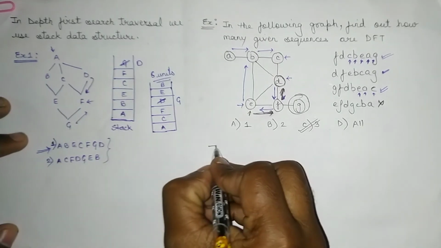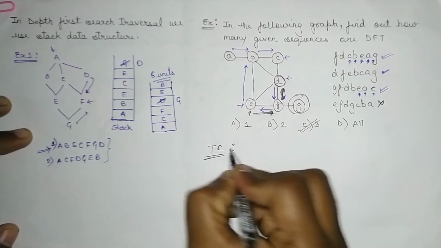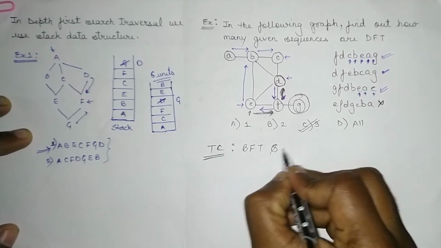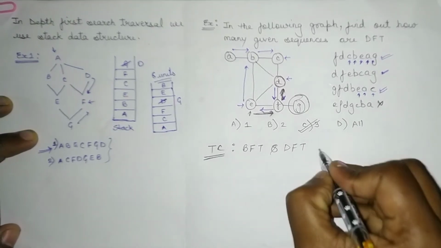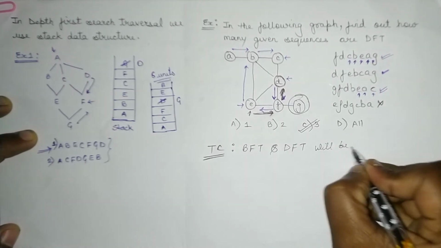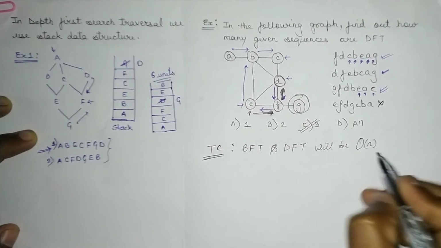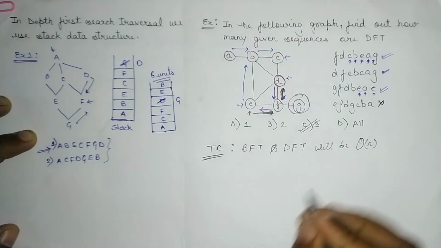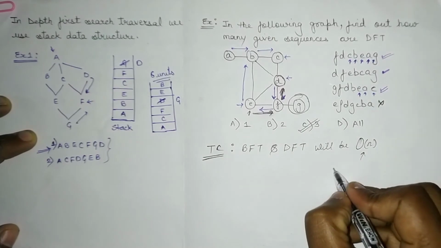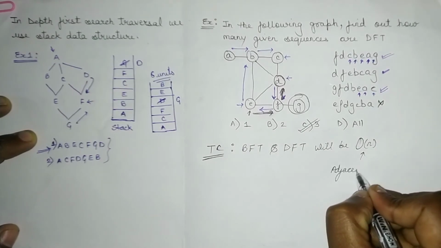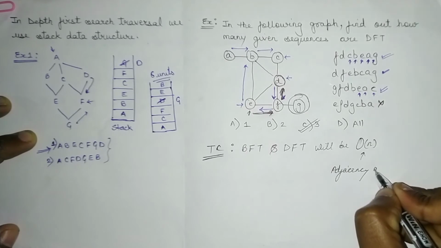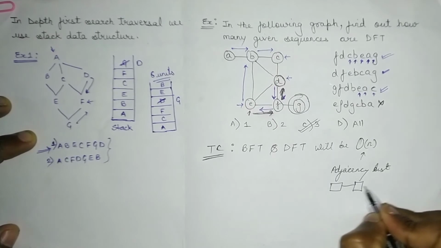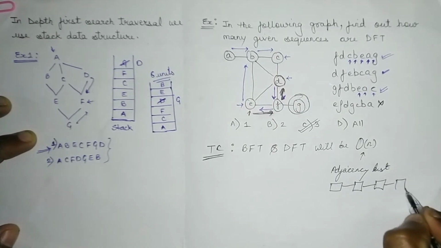Now the next thing is time complexity. The time complexity for breadth first traversal and depth first traversal will be order of n, where n is the number of vertices or nodes in the given graph. This order of n will be when we are talking about the adjacency list, sorry, not matrix, it is list, because in an adjacency list we'll have the adjacent value in the next node.